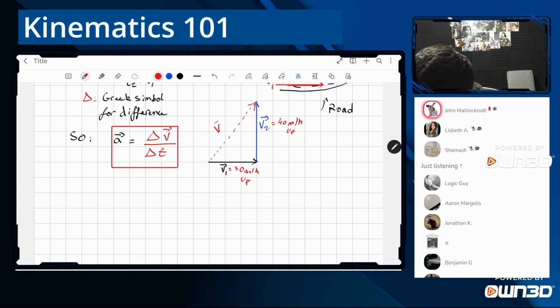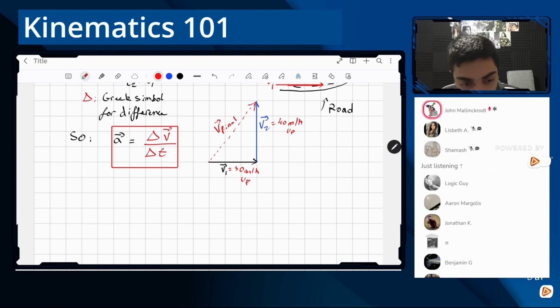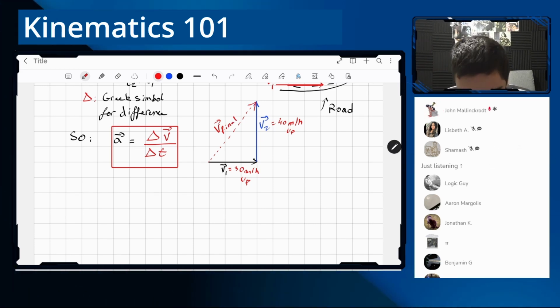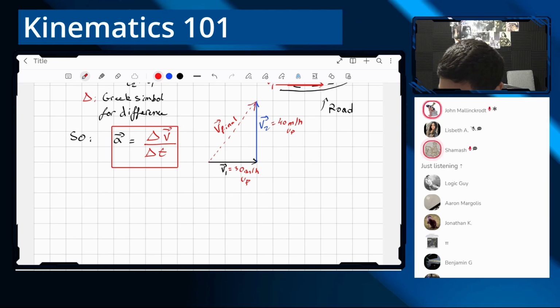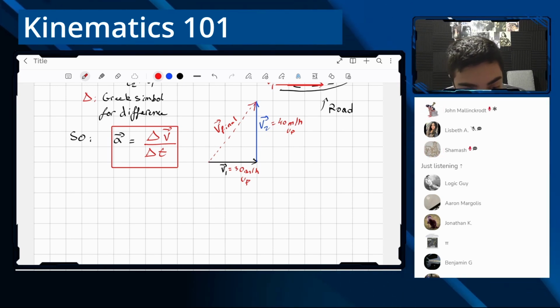Now, I want to stop and just say, did I go too fast there? Just signal me if I need to go over that again. Are you following along with the drawing, Shamash? Oh yeah, yeah, yeah. Go ahead.